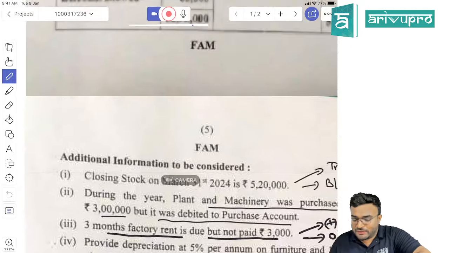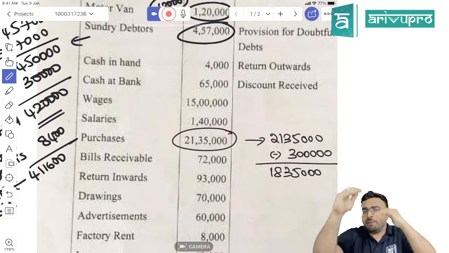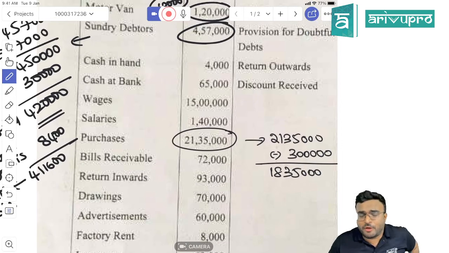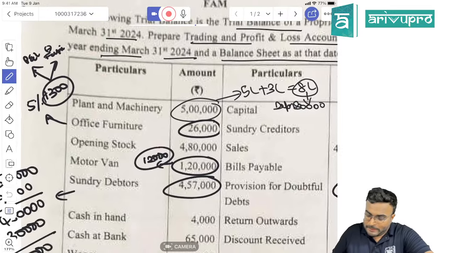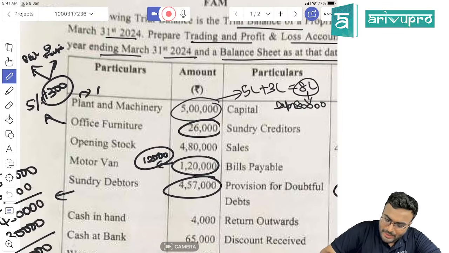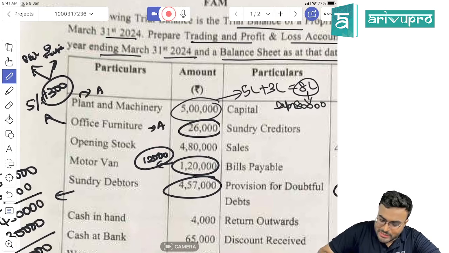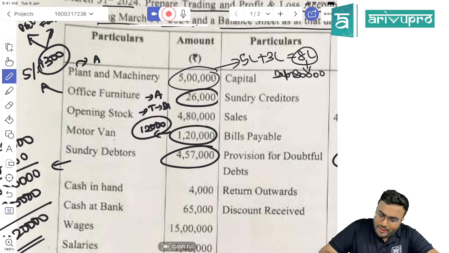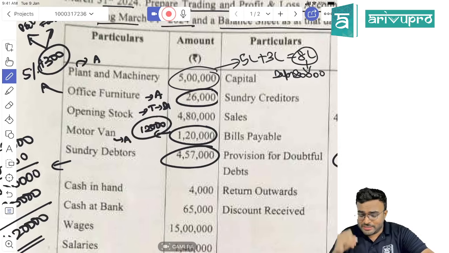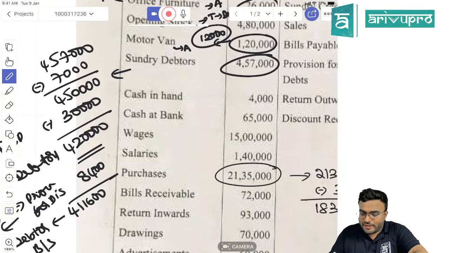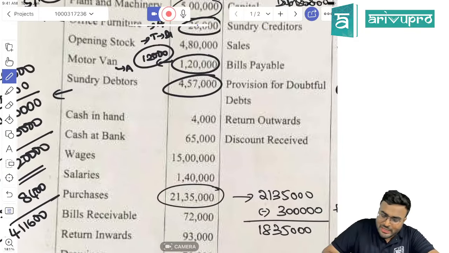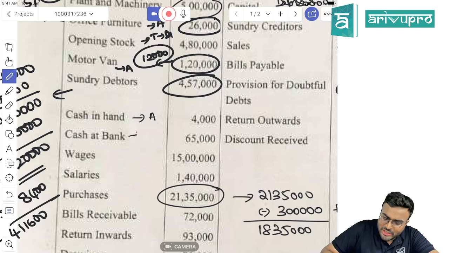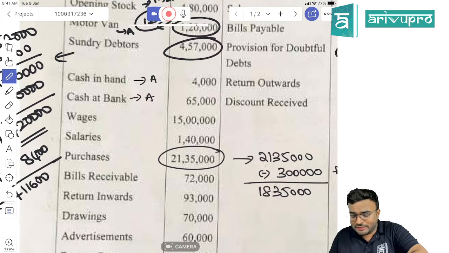So all the adjustments we have discussed. So remember the order. Bad debts you have to remove. Then you have to subtract the provision for bad debt. Then the provision for discount will be computed. Now look at it. Plant and machinery, balance sheet asset. Office furniture, balance sheet asset, depreciation has to be removed. Opening stock, trading account, you will debit it. Motor van, again balance sheet asset, depreciation has to be removed. Sundry debtors we have already computed. Cash at bank, cash in hand, both will be assets in the balance sheet.